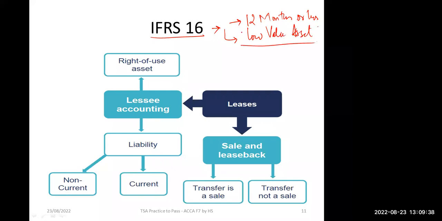Examiner will give you the clear indication about the low value assets, so you do not need to estimate the low value assets. Remember this point. And the limit under the IFRS is $5,000. If something is less than $5,000, it is assumed to be the low value asset.